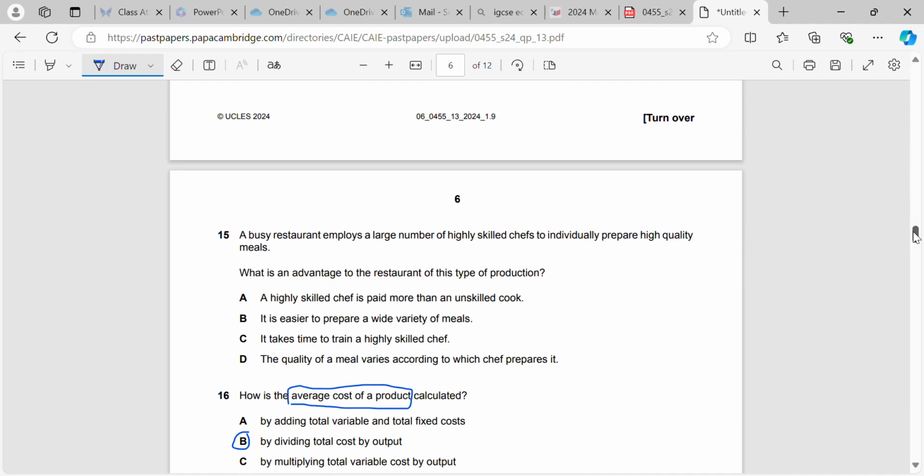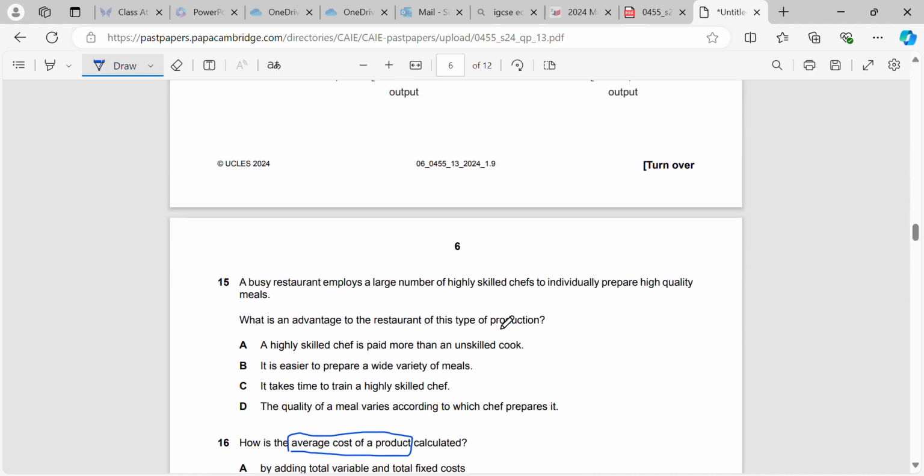Okay, question 15. A busy restaurant employs a large number of highly skilled chefs to individually prepare high quality meals. What is an advantage to the restaurant of this type of production? So, quality of the meals varies according to which chef prepares it. Now that may be true, but that is not an advantage to a restaurant. So that's what we're looking out for here. Which one would be advantageous to the restaurant?